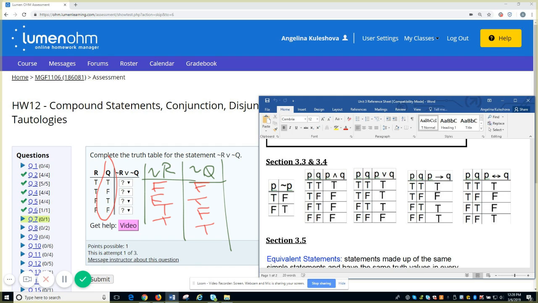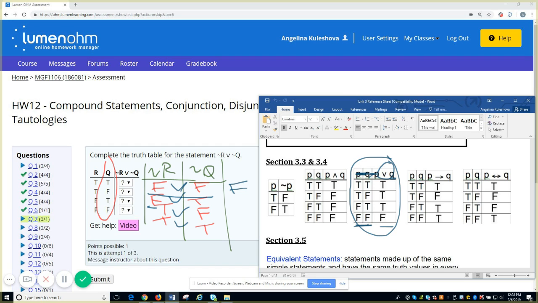Okay. And now our last step, and that's what's going to go in the answer column, is to find the OR between each of these inputs, the negated R and the negated Q. So for the OR, I'm going to look at my OR table right here. And again, I don't care about the letters. All I care is to make sure I'm looking at the right symbol, OR, and then the right input. So the first row, both inputs are false, so the OR is going to be false.